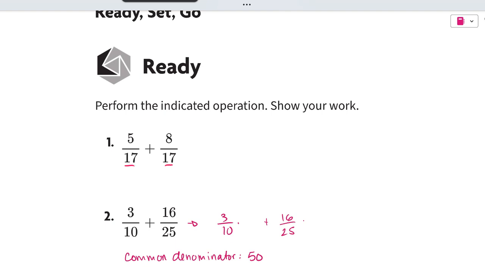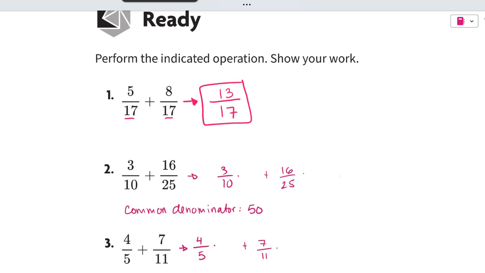So for our first one, we already have a common denominator here of 17. So we can go ahead and add the numerators together and keep the denominator the same. So 5 plus 8, that gives us 13. And that is our final answer. It doesn't reduce, so we leave it as 13 over 17.